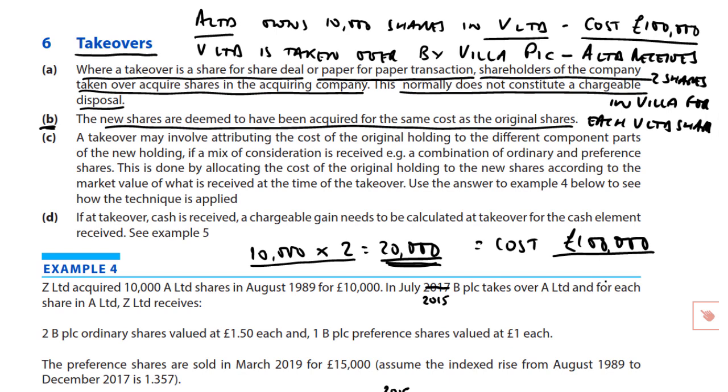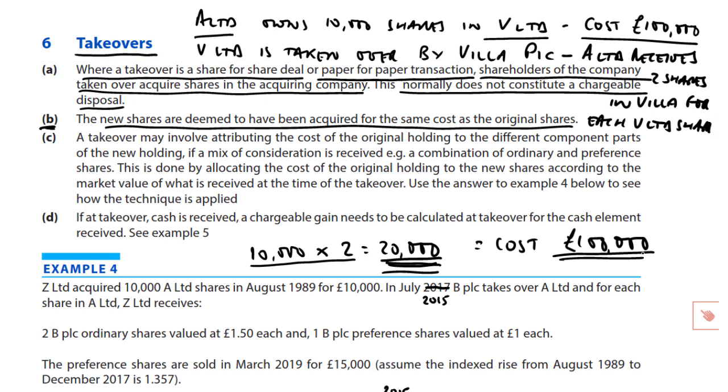What then happens in the future? Some of those new shares, i.e. the Villa plc shares, are sold by A Limited. When they are sold, you know the sales proceeds, you need to know the cost. Well, the 20,000 shares were deemed to have cost £100,000.